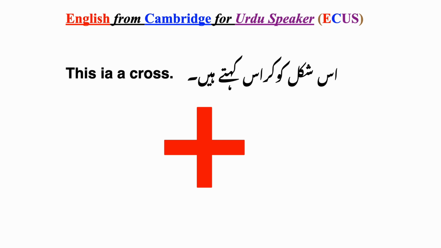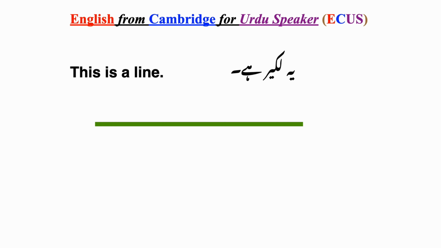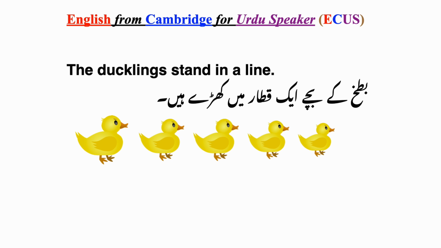This is a cross. The figure is cross in shape. This is a line. The ducklings stand in line.